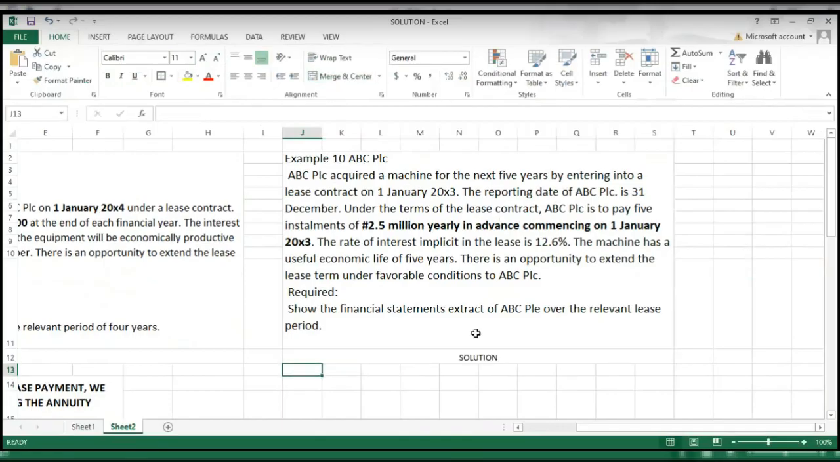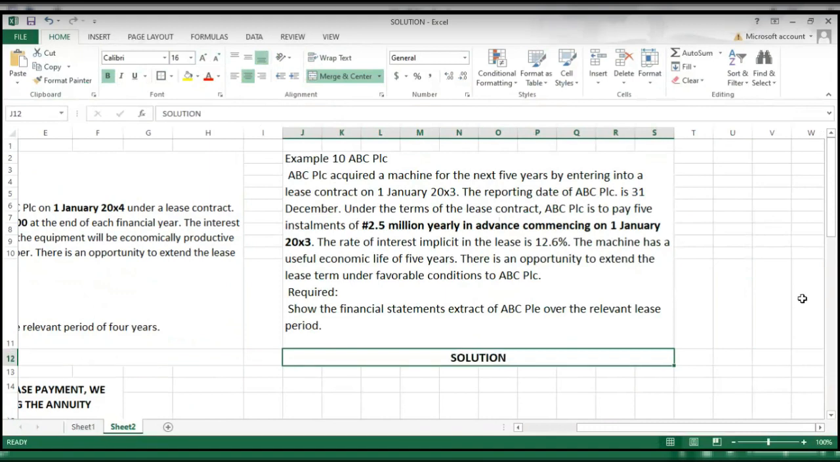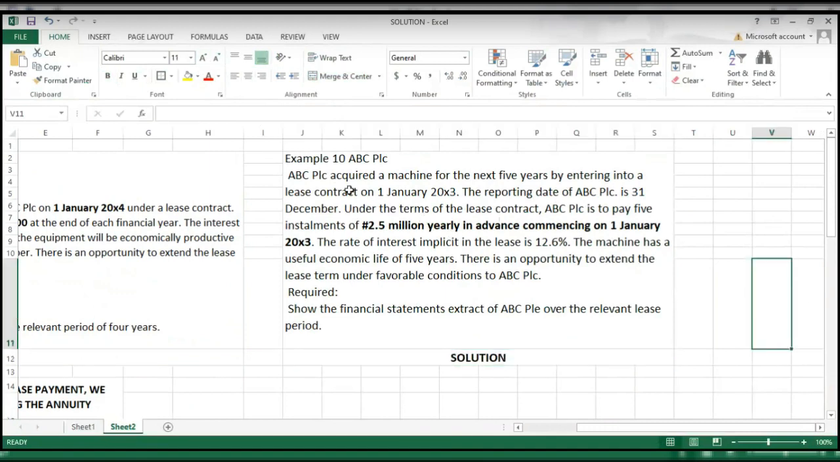So we read the question again. Let's read the question together again to know the content. ABC PLC acquired a machine for the next 5 years by entering into a lease contract on 1st January 20X3. The reporting date of ABC PLC is 31st December.